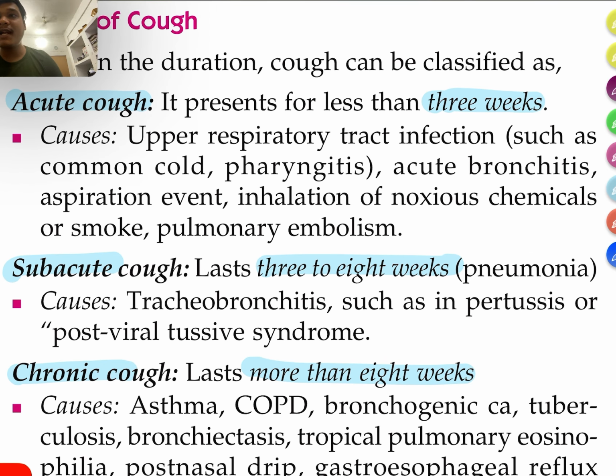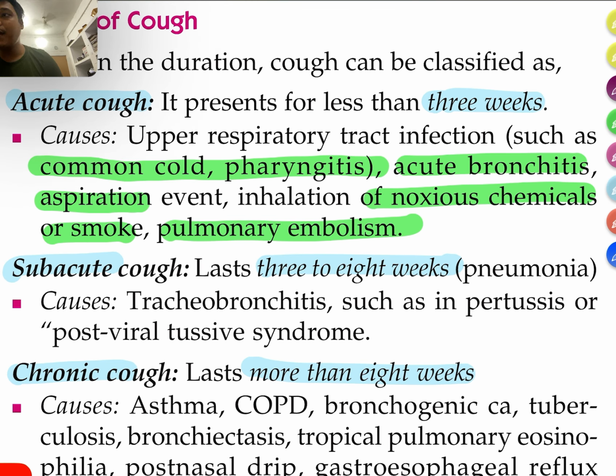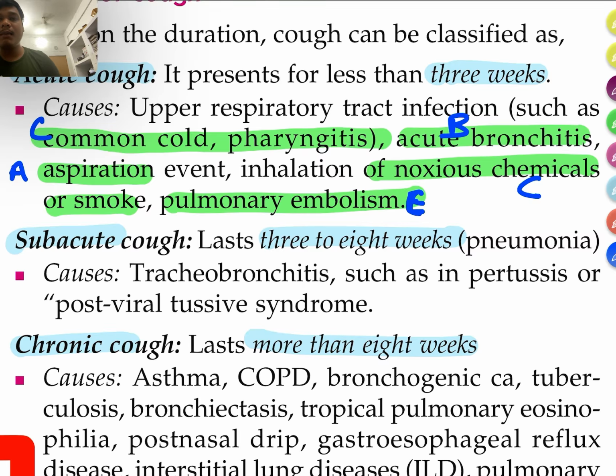So what are the causes of acute cough? First is upper respiratory tract infection like common cold, pharyngitis, acute bronchiolitis, an aspiration event, or inhalation of noxious chemicals, smoke, or pulmonary embolism. Very simple to memorize: A is for aspiration event, B for bronchitis, C is for chemical or cold, then no D, and E is for embolism, so pulmonary embolism. This is the way we remember acute cough.